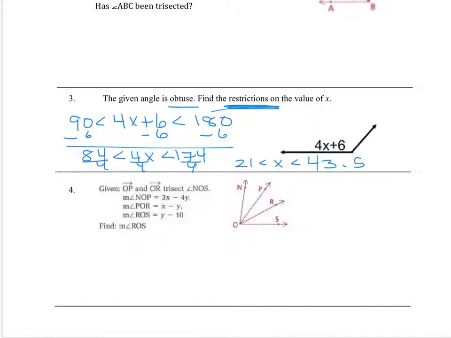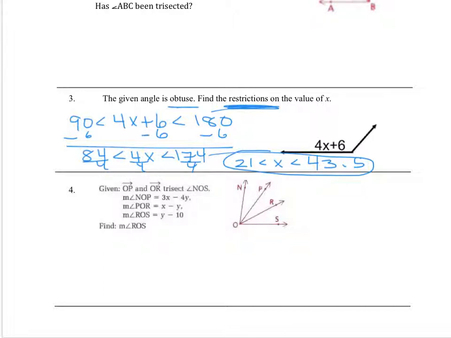And that's fine, because remember that decimals and fractions are numbers too, and it's possible for an angle measure to be a half of a degree. So x can be anywhere between 21 and 43 and a half. Okay, number 4.